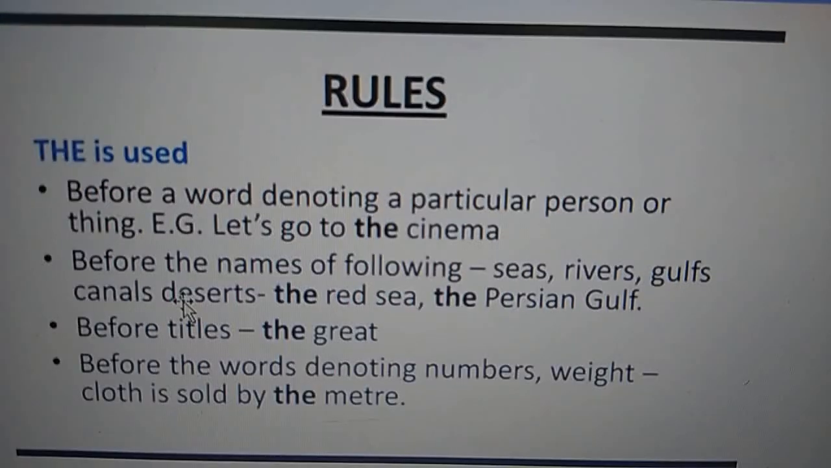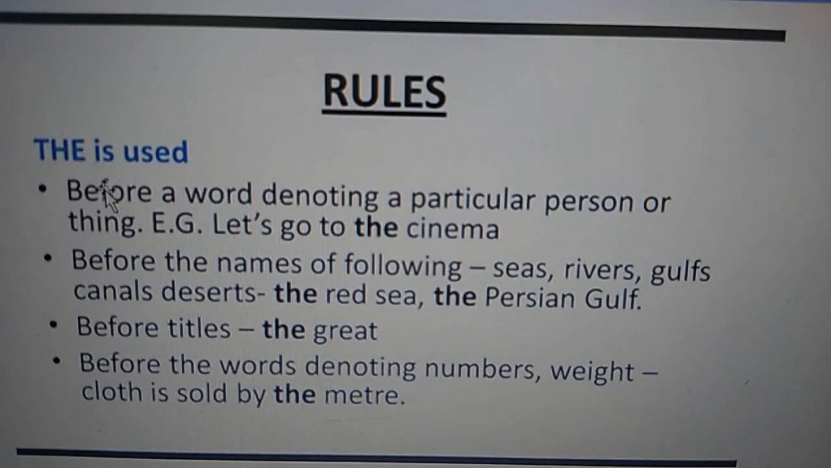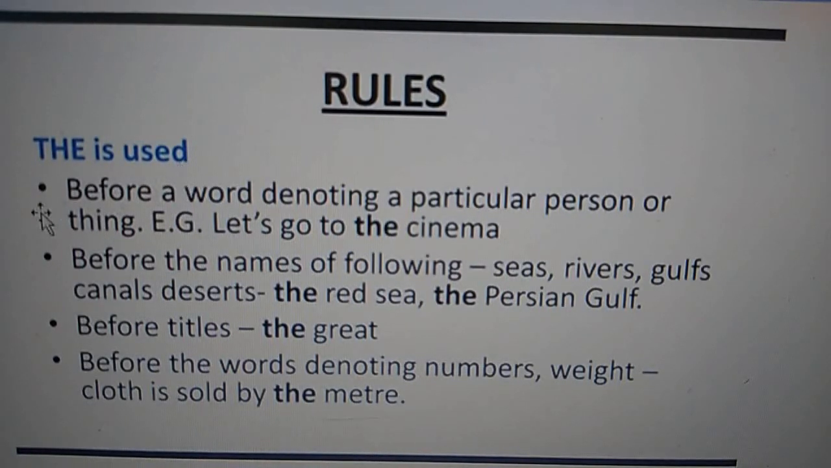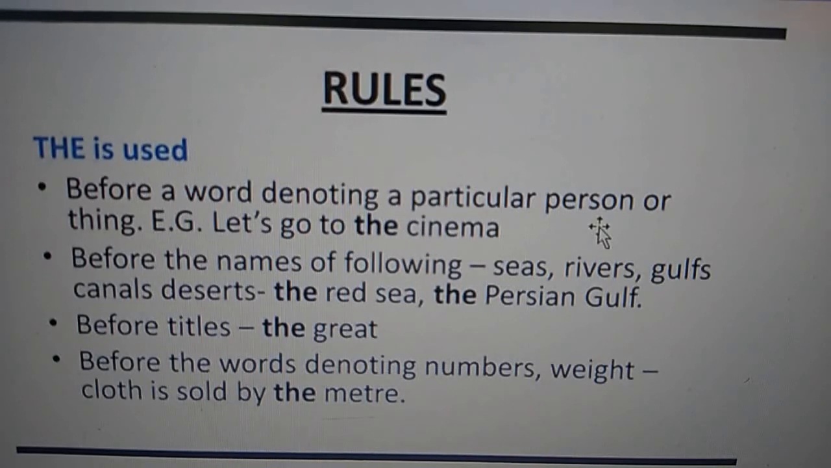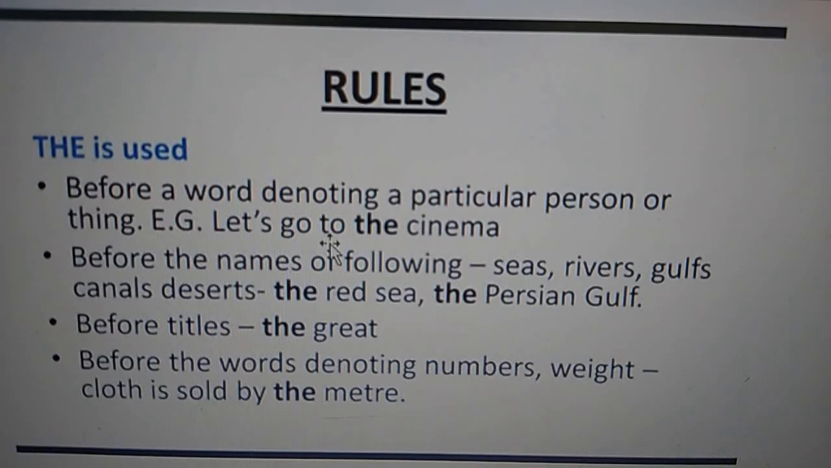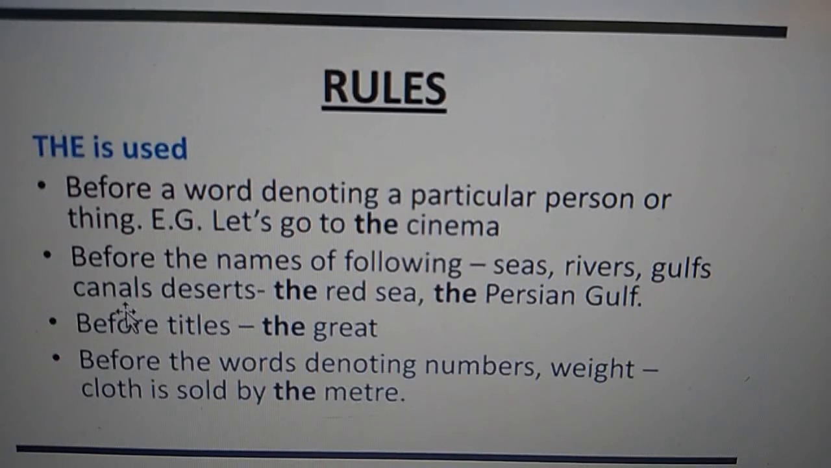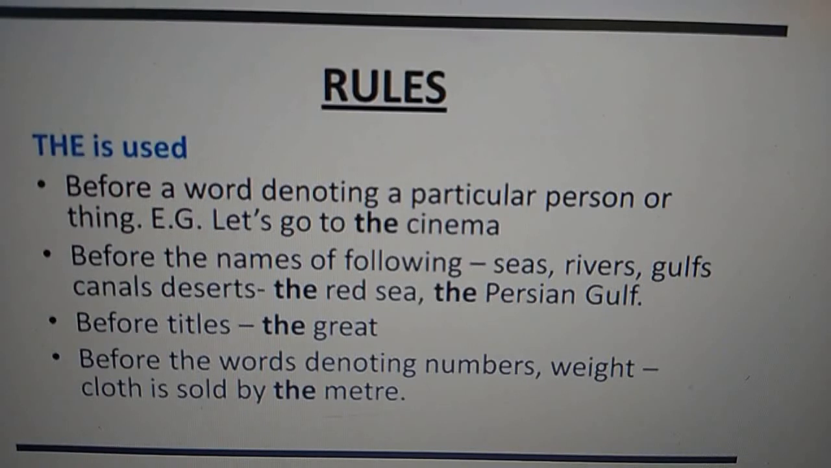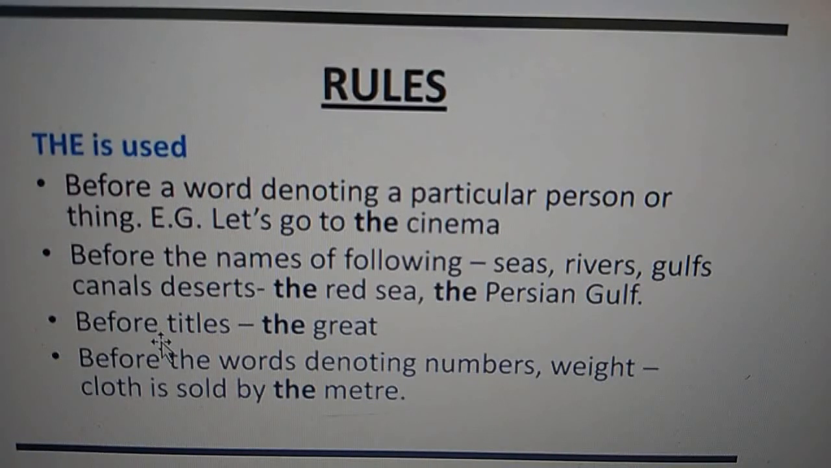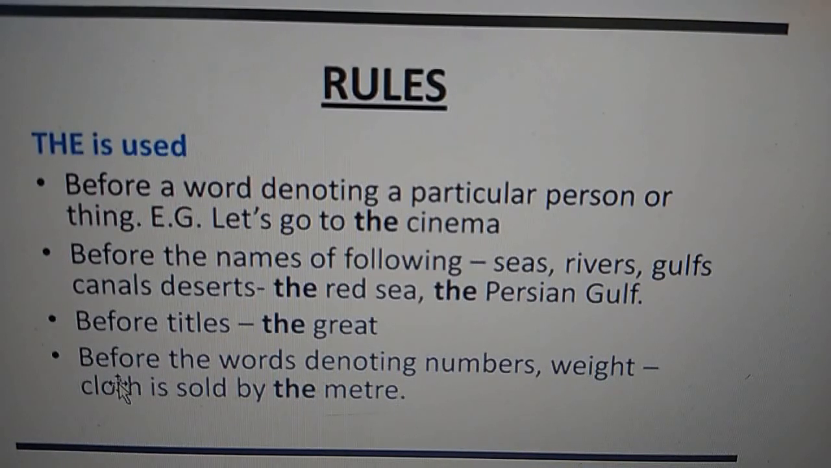Now let's see where do we use the. The is used before a word denoting a particular person or thing. Example, let's go to the cinema. Second example, before the names of the following: seas, rivers, gulfs, canals, deserts, the Red Sea, the Persian Gulf. Next one, before titles: the Great. Last one, before the words denoting numbers, weight, cloth is sold by the meter.